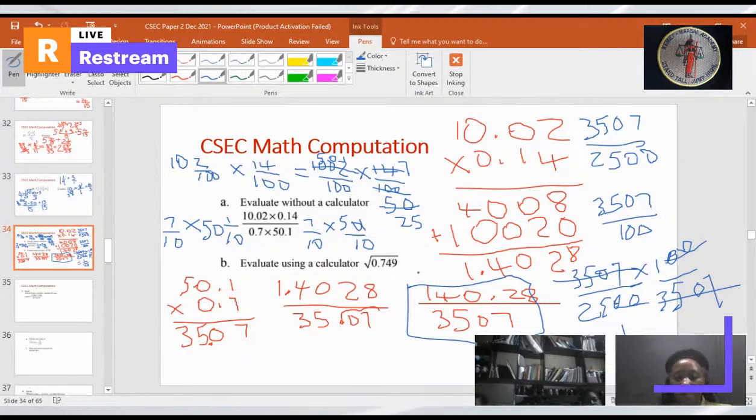All right, for part B, they're saying use the calculator to find the square root of 0.749. So just punch in square root. Miss, would it be 0.865? Yes, that's what the calculator says, 0.865. Okay.